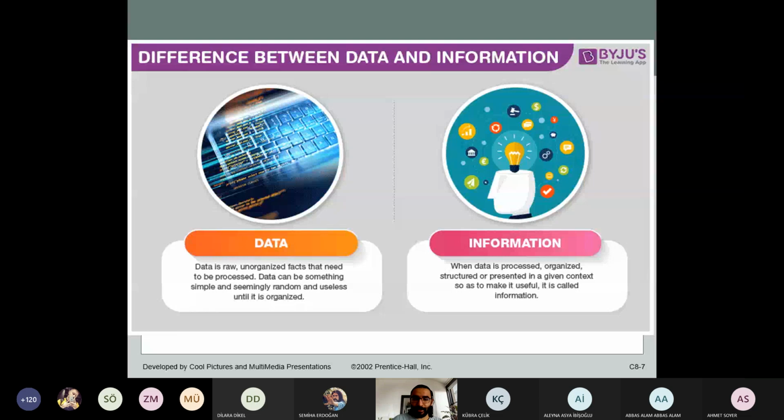So what's the difference between data and information? Generally, data are raw, unorganized facts that need to be processed, okay? And they could be random and useless if you do not organize them. But information is what you reach after you process the data, organize the data, structure the data, then we call it information. So data is out there.